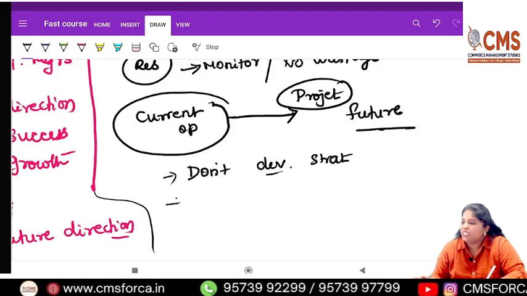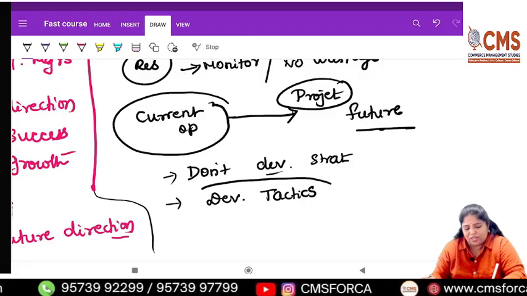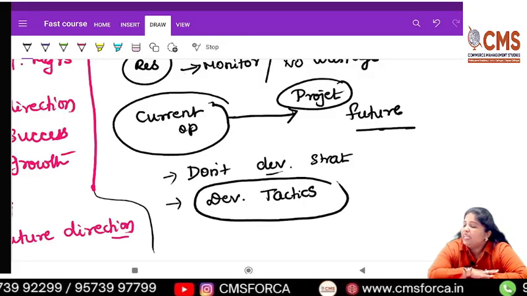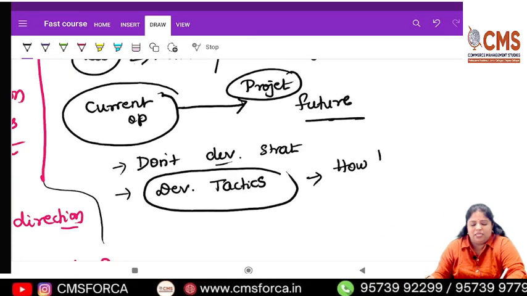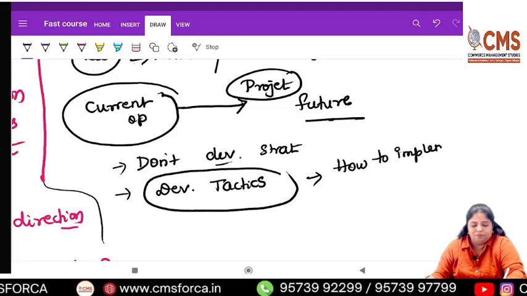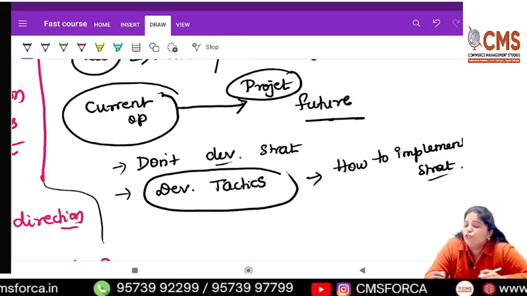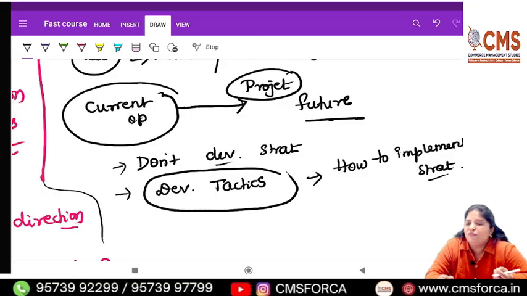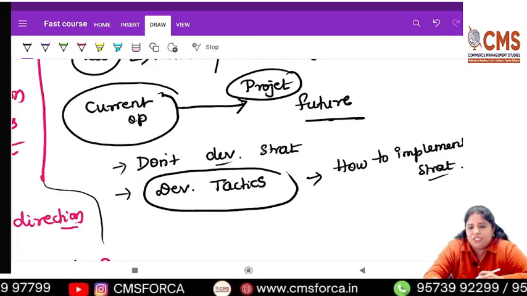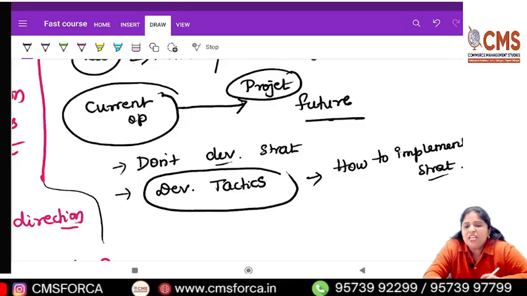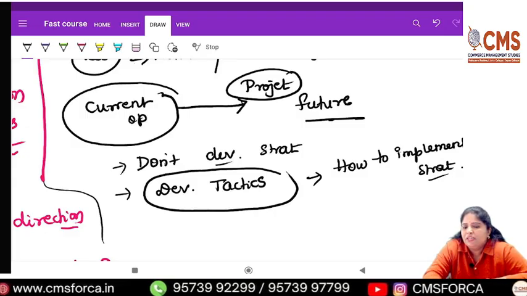Then what do they do? They develop tactics. This is a very important point when you are explaining operational planning. What are these tactics? They are choosing different methods or different approaches on how best we can implement the strategy and make the implementation successful. So at the operational level, they don't develop strategies, they only develop tactics.